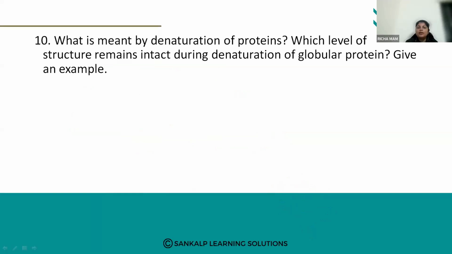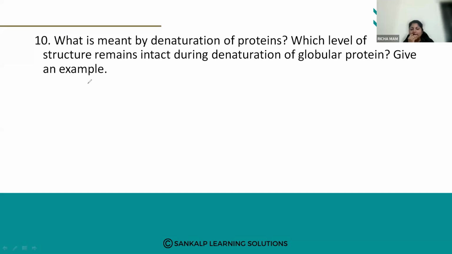Next question. What is meant by denaturation of proteins? Which level of structure remains intact during denaturation of globular protein? Give an example.